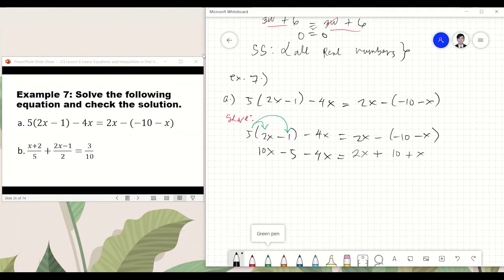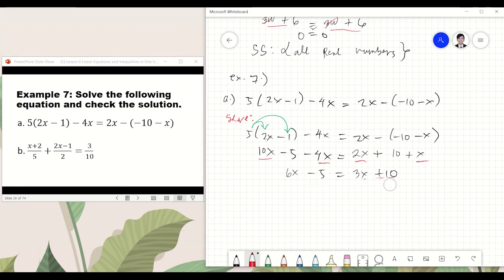Then, combine like terms. 10x minus 4x. 10x minus 4x is 6x. Minus 5 kasi wala namang ibang constant term dito sa left side ng ating equation. Doon naman tayo sa right side ng ating equation. 2x, you can combine it with x. 2x plus x is 3x plus 10. So, ito na yung simplest form ng left side ng equation. Right side ng equation, ito na din yung simplest form. So, ano yung gagawin natin?